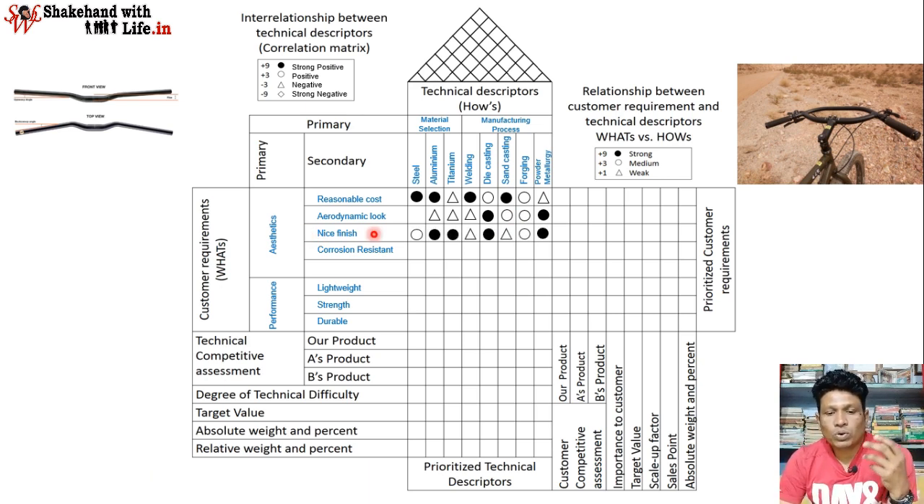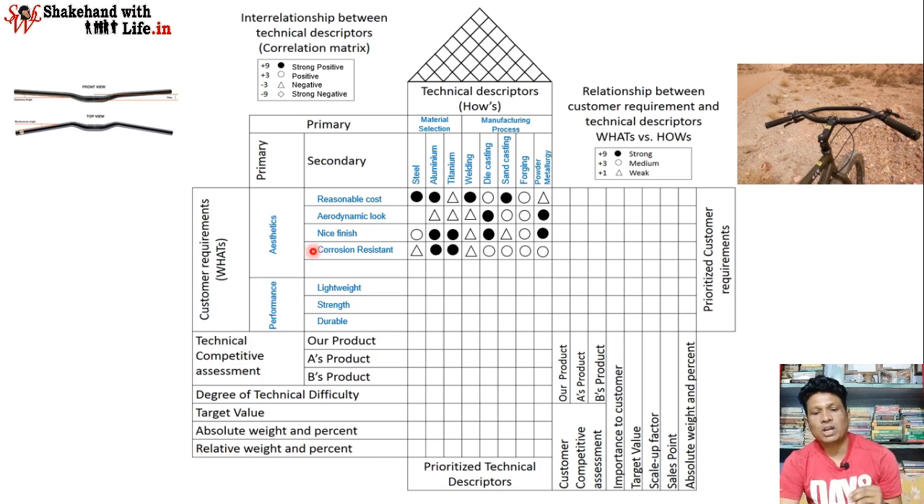Now in relationship with steel, it has a medium relationship, but for aluminum and titanium, it has a strong relationship. And concerning manufacturing processes, there is a weak relationship with welding, strong relationship with die casting, weak relationship with sand casting, medium relationship with forging, and strong relationship with powder metallurgy. That means if the powder metallurgy process is used, we can manufacture a handlebar stem with a nice finish.